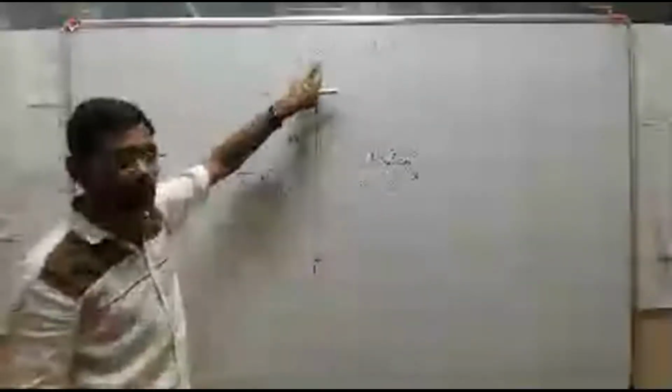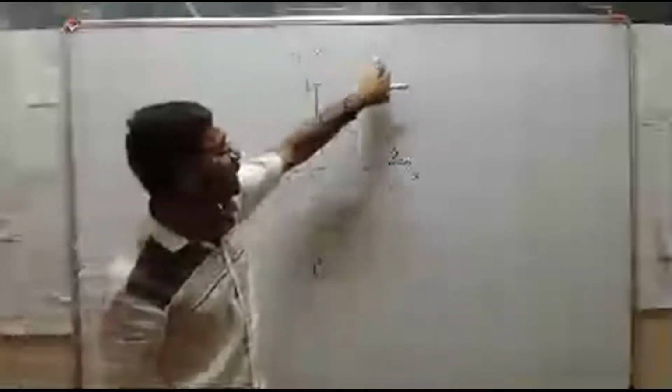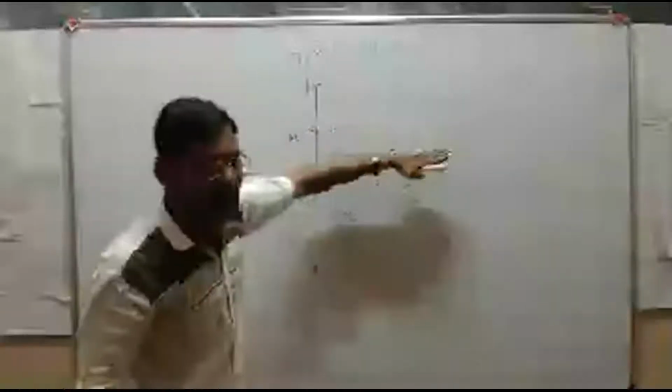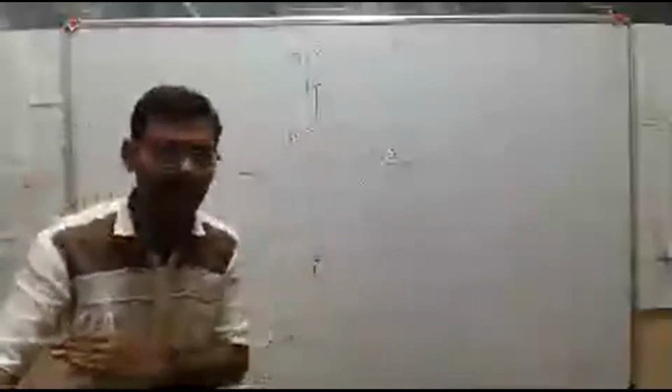If the x value is 0, which axis does it lie on? The y-axis. Here the y value is 0, which means it lies on the x-axis. If the x value is 0, the point lies on the y-axis. If the y value is 0, the point lies on the x-axis.